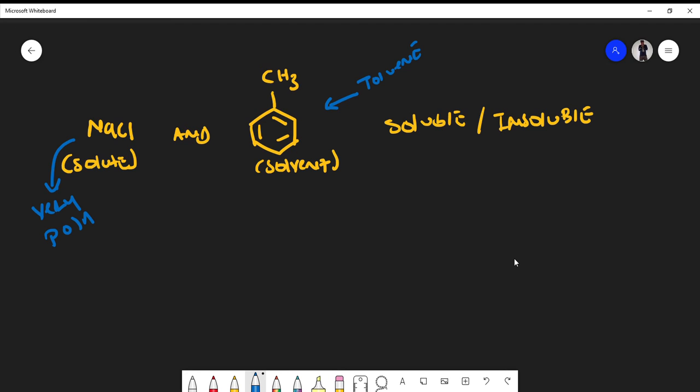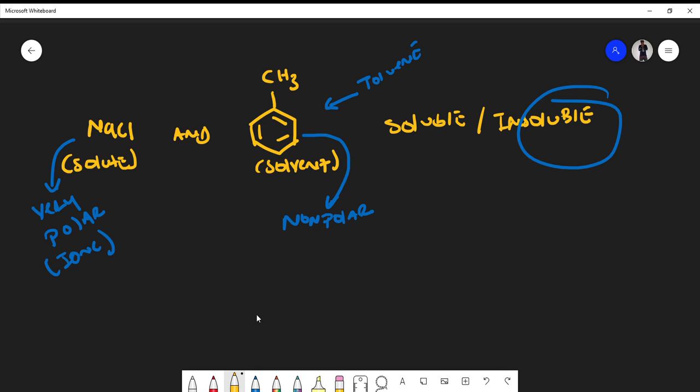Why? Because it's ionic, right? Like we said before, the structure toluene would be non-polar, as there are no ionic forces and no hydrogen bonding. It's just purely hydrophobic. And so in this case, it would be insoluble.